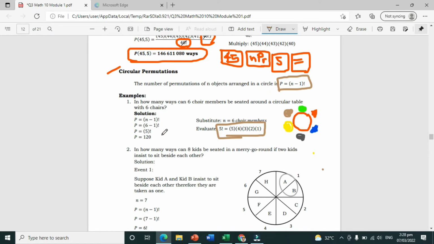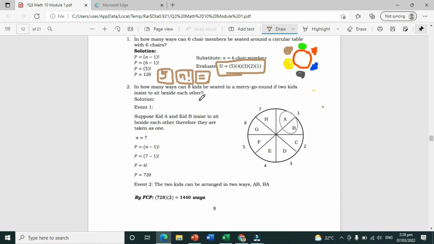Kung may calculator ka, all you need to do is to press 5. Tapos, hanapin mo yung symbol na n factorial. Pwede rin factorial lang, o pwedeng x factorial. Tingnan nyo lang sa calculator. Then, do not forget the last key button, yung equal sign. So, 120 possible ways.